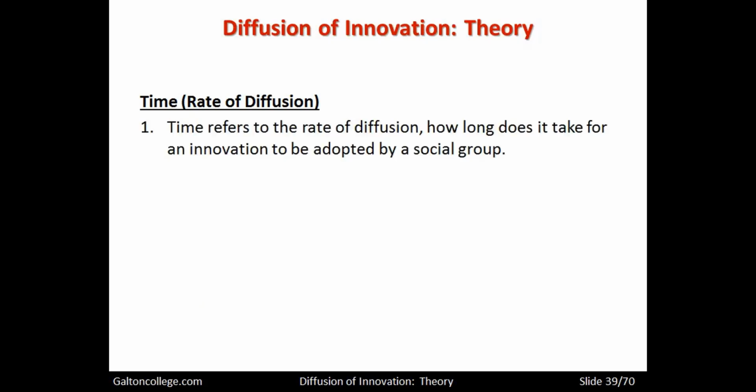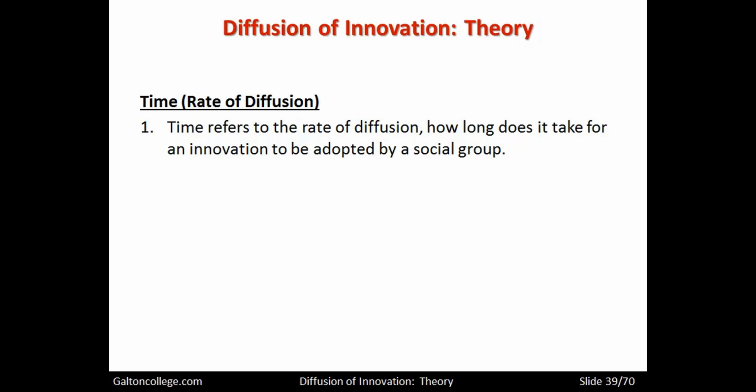The rate of diffusion. Well, time refers to the rate of diffusion. How long does it take for an innovation to be adopted by a social group? An idea may come into existence, an innovative product may come into existence, or a particular way of doing things may come into existence. It doesn't mean it's going to be adopted immediately. Some people will adopt it, perhaps, then there'll be a lag while others talk to them and find out what their experiences are, or think about the product. So it'll travel at different rates depending on the social structure of that society, depending on the values of that society.